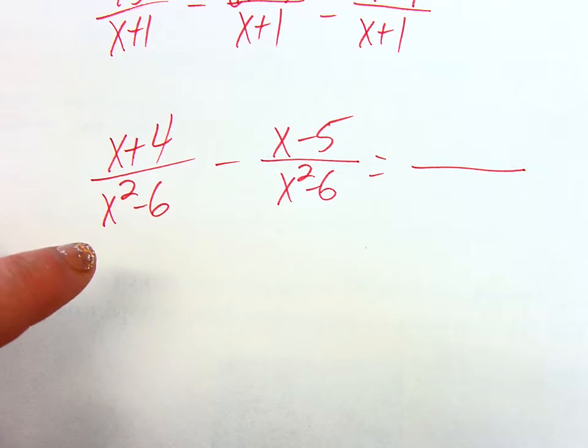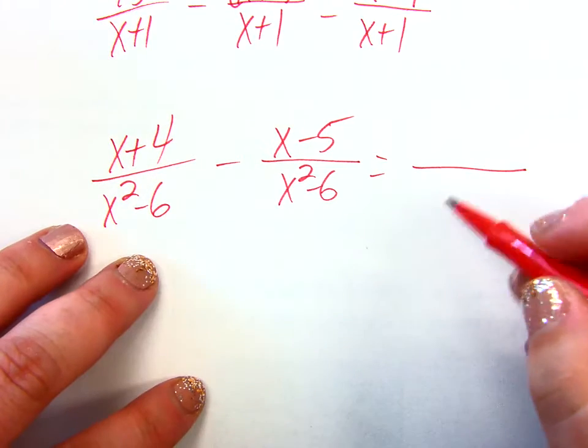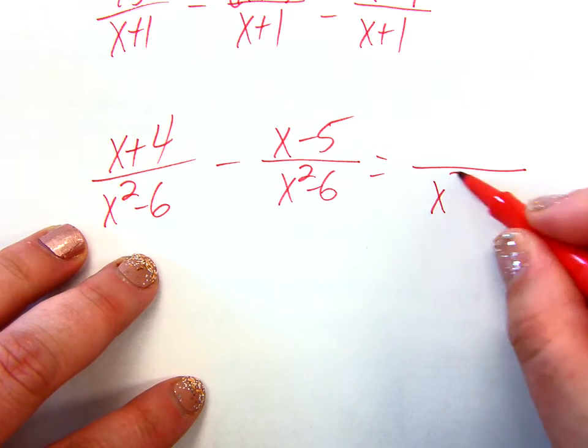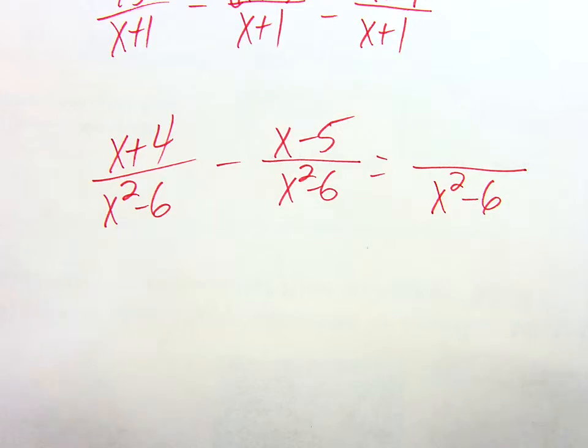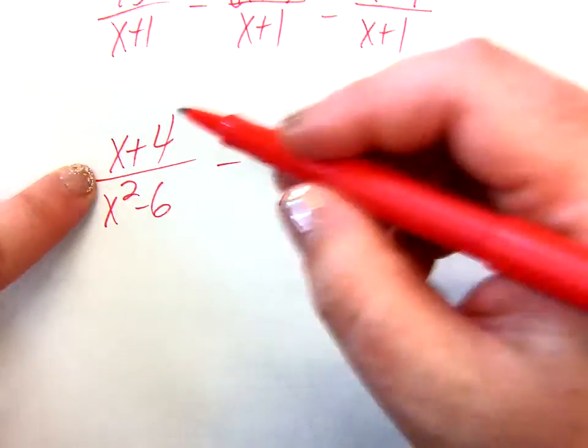So, all right, guys. Come back to me here. So the denominator, we can all agree, is x squared minus 6, right? Okay, good. The numerator, remember what you're doing.